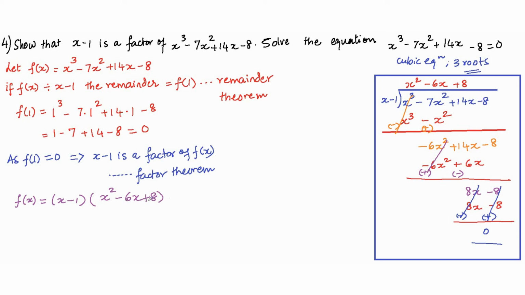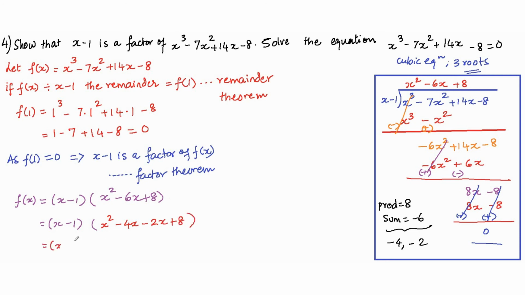Now it's time to factorize this particular trinomial. So this is x minus 1 into, I need to find two numbers whose product is 8 and sum is negative 6, right? So the two numbers would be negative 4 and negative 2. And that's why I will split this as x square negative 4x negative 2x positive 8.